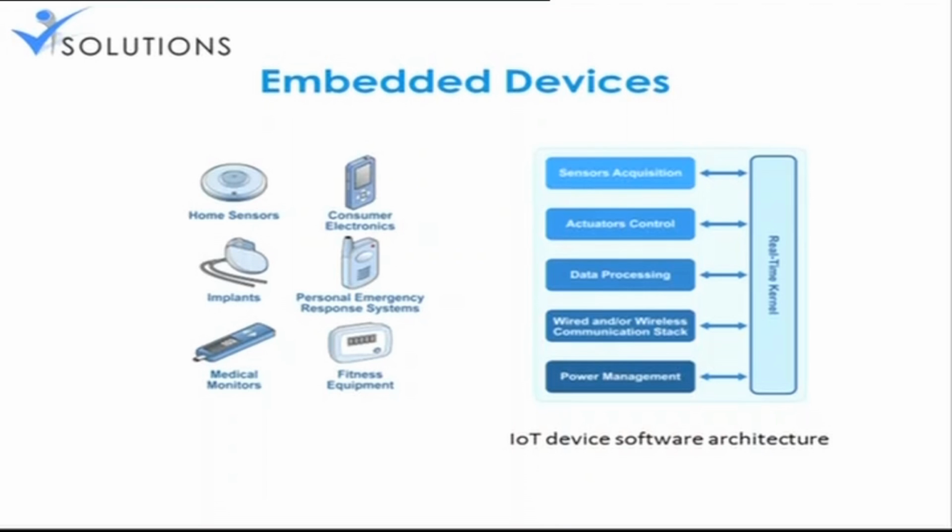So you can see that home sensors and all the other objects using it ultimately should have these things. Sensor acquisition should happen. Actuator control, based on this acquisition, you have to control something, like how we did, right? When I bring something, I have to switch on the LEDs. So you have to control the actuator. Data processing should happen, wireless communication should happen, and power management is very, very important, because this is going to be installed into every product, and you can't charge each and every product. That is not at all possible.